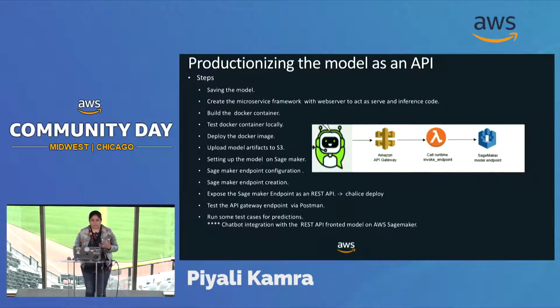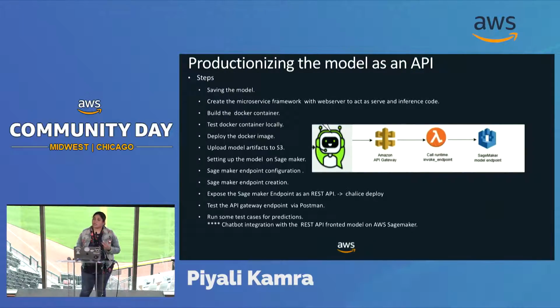Now is the fun part. So how do you productionize this model as an API? Again, we will go through a demo, but just to run through the various stages. We saved the model. We created a microservice framework, we went through that part. We built the Docker container, we did that. We tested the Docker container locally, we did that. Next is, we deploy the Docker image. We will also upload the model artifacts to S3.